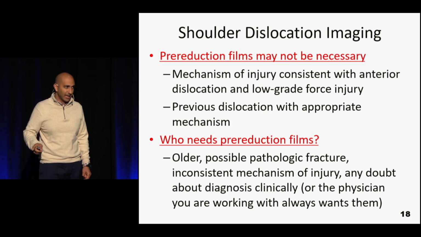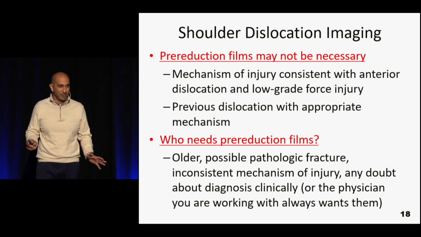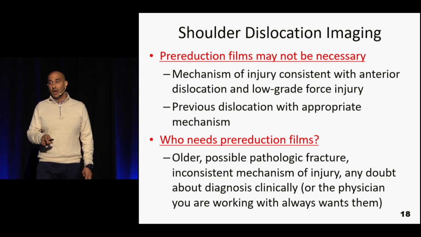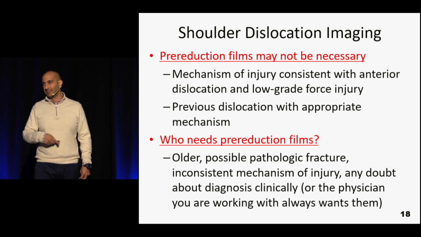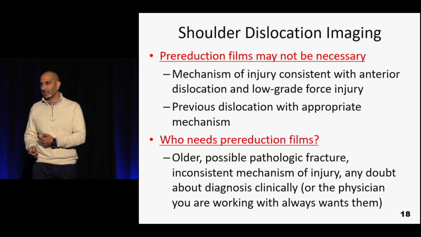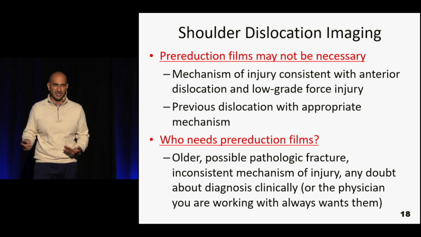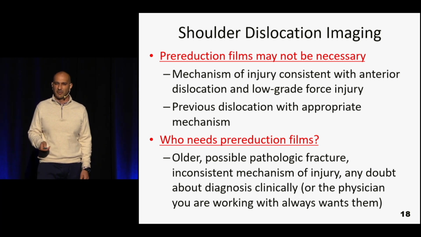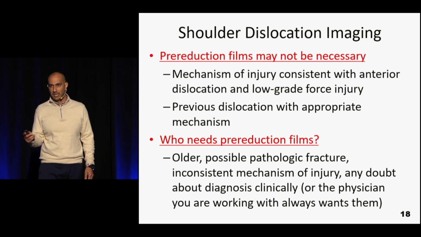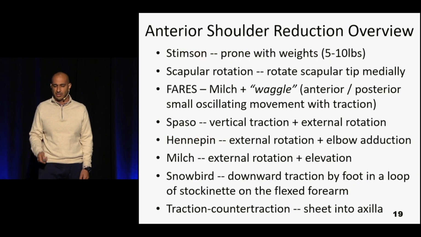Post-reduction films, I get every single time just to make sure that I've gotten everything back into place. So older patients, I actually get films every single time. Sometimes you think it's a shoulder and it's actually their proximal humerus and there's all these associated fractures and things, so I don't mess around. But younger patients, if it looks and smells like a dislocation, then we're fine.